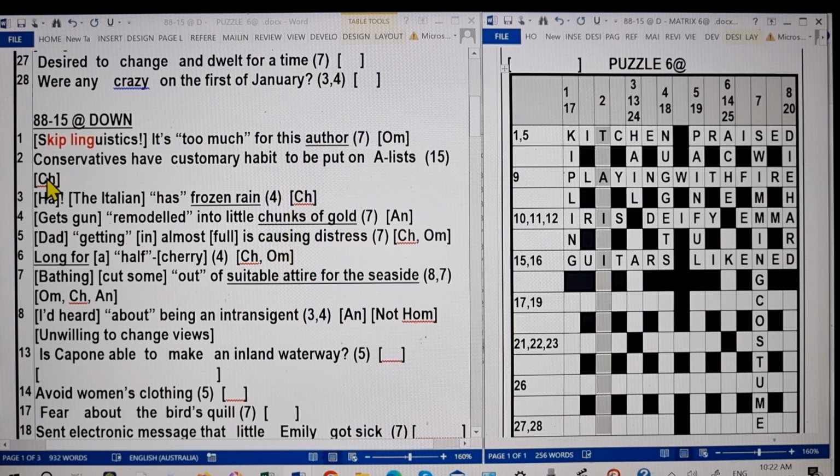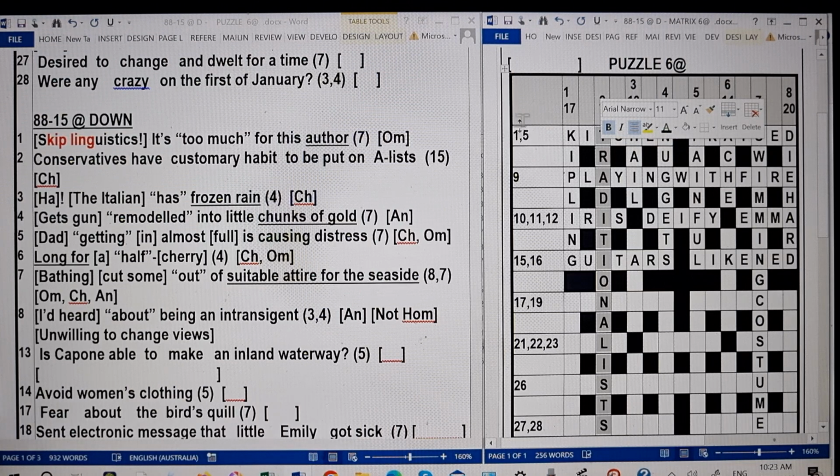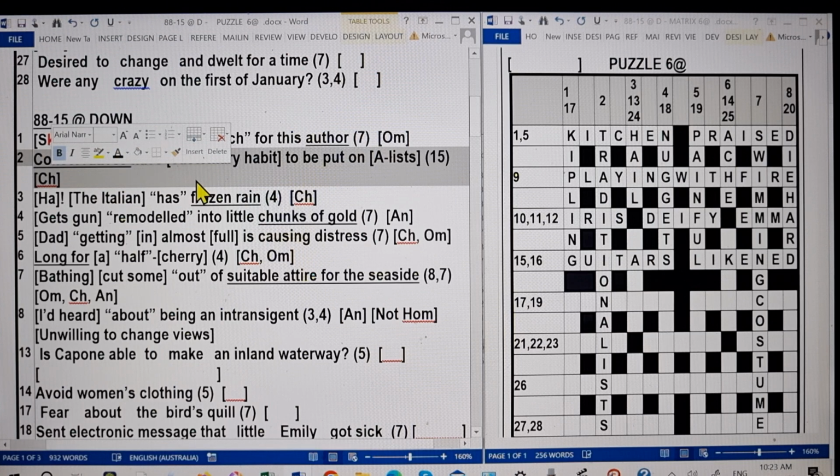Okay. Back again with 2 down. Conservatives have customary habit to be put on A lists. 15 spaces, 1 word, and the answer, of course, is traditionalists. You say, good Lord, how did you get that? Well, let's look at the clue. Now, the key, of course, is conservatives, which you have to find. Of course, it's most important that you get the key. Conservatives have a customary habit to be put on A list. Well, you can look at the whole thing now.